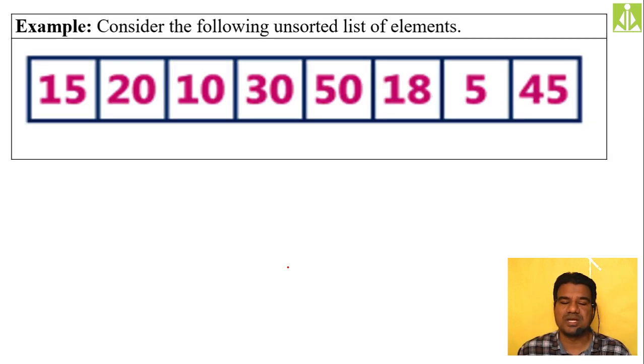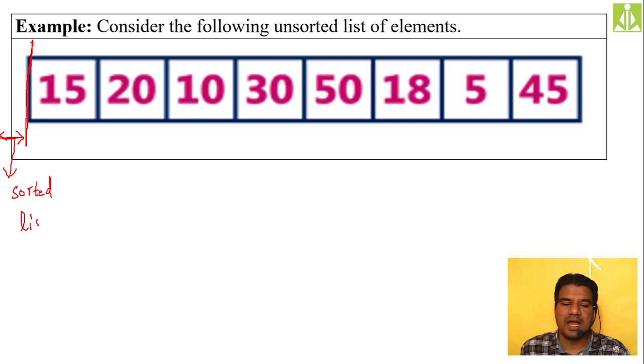Let us consider an example. Over here, how many elements do we have? 4 plus 4, 8 elements: 15, 20, 10, 30, 50, 18, 5 and 45. Initially, I will divide this complete list into two portions by having a wall over here. Whatever is on the left-hand side of this wall, I will consider as the sorted sublist.